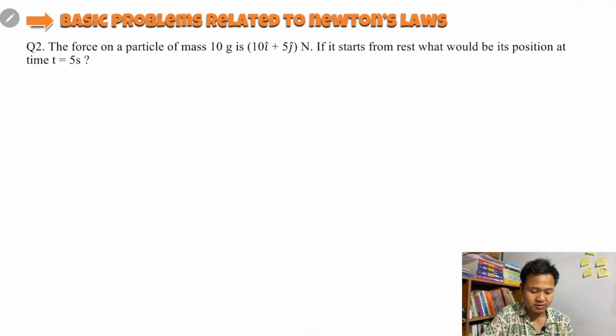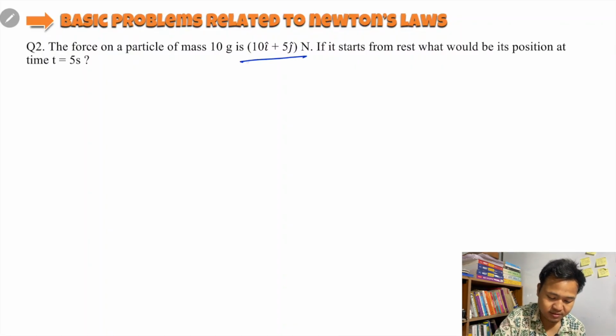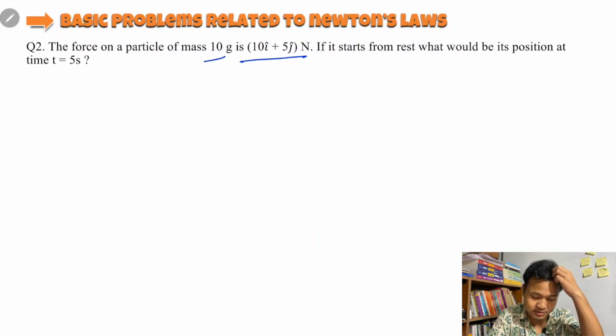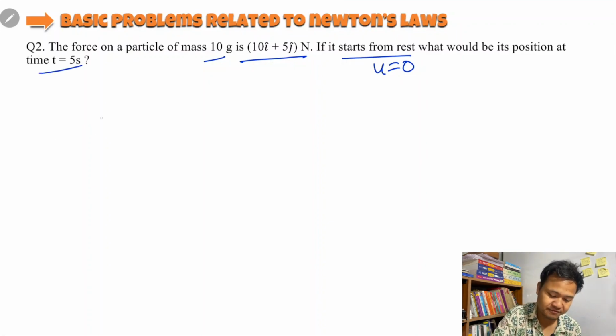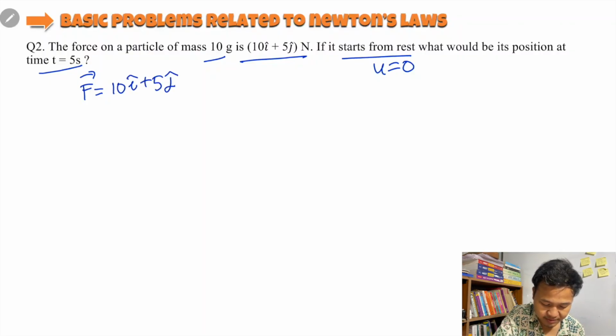Next question: the force on a mass of 10 gram is given. It starts from rest, so u is 0. What would be its position at time t equals 5? The force is 10 i cap plus 5 z cap.